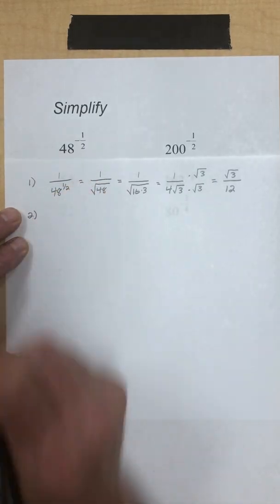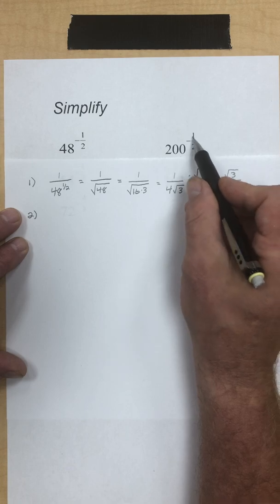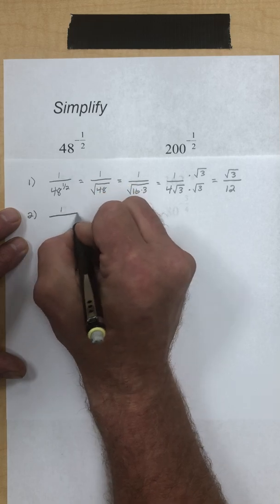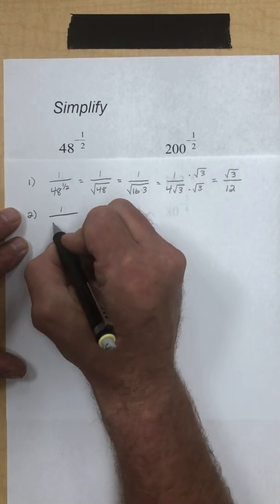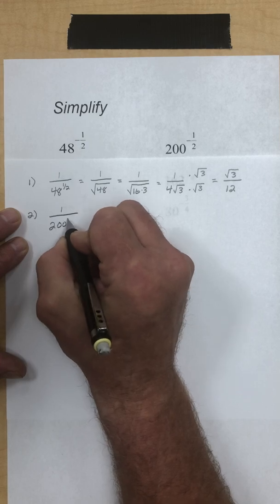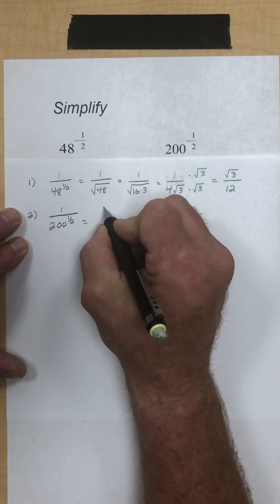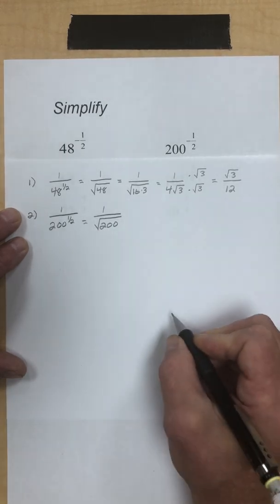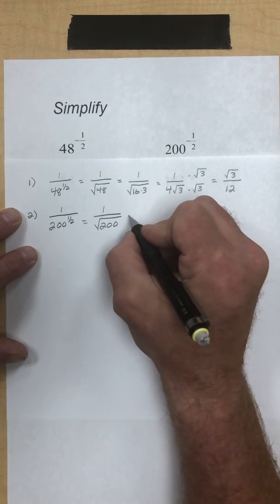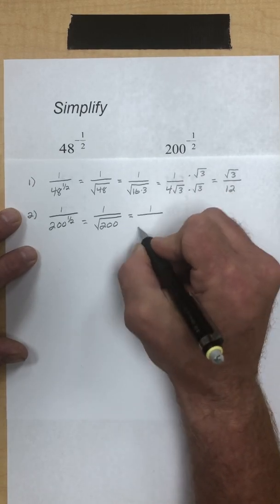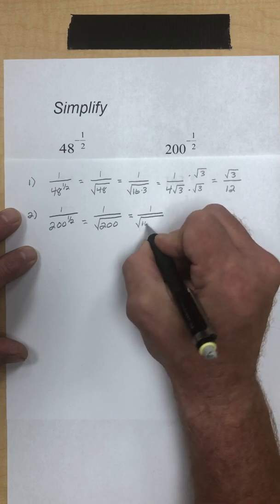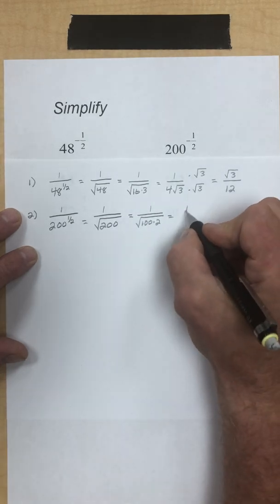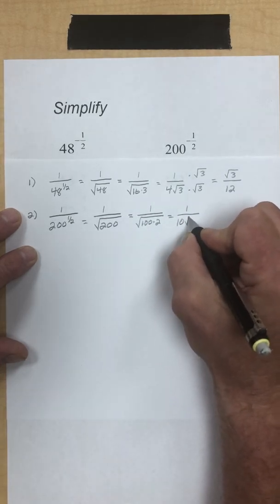Okay, so let's take this second one. Well, 200 to the negative 1/2 is just the reciprocal of 200 to the 1/2. So we get 1 over 200 to the 1/2, not 20. So this is just 1 over the square root of 200. And the largest factor of 200 that's a perfect square is 100. So I have 1 over the square root of 100 times 2. And the square root of 100 obviously is 10, so we're going to get 1 over 10 radical 2.